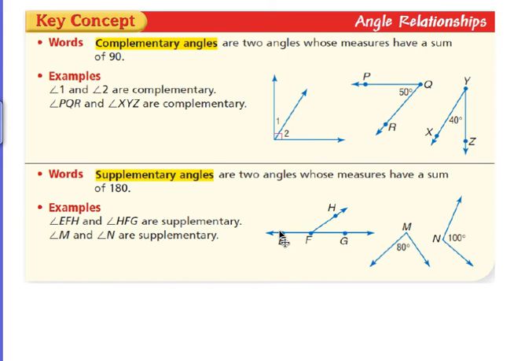Together, they make 180 degrees because they make half a circle or a straight angle. In this case, there's no measurement, but you can safely assume this because you know a straight angle is always 180. It's never going to change. So that's why we can assume this.